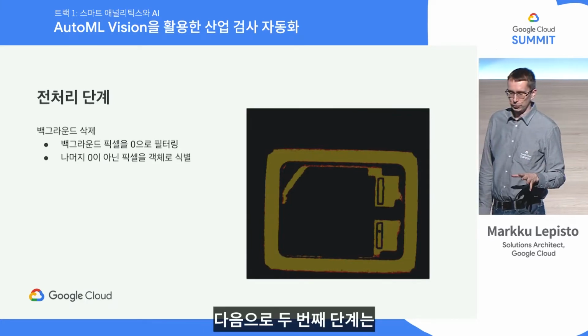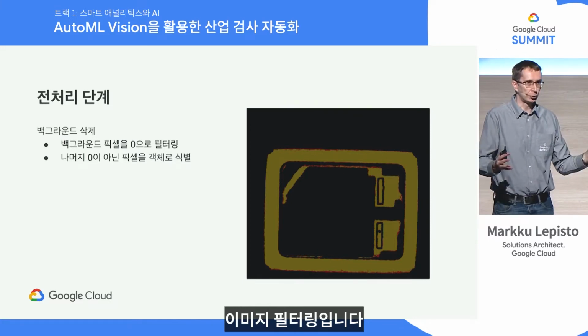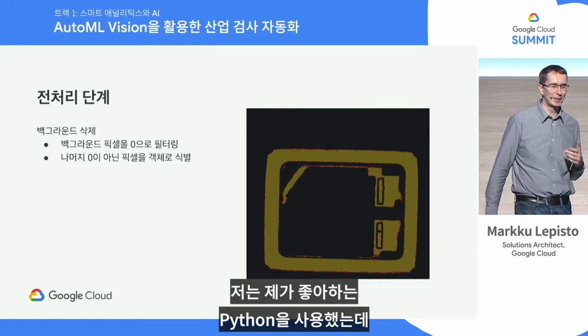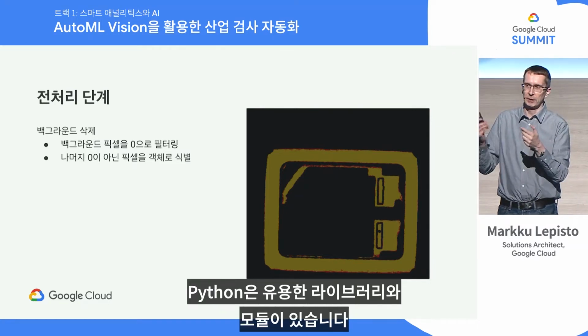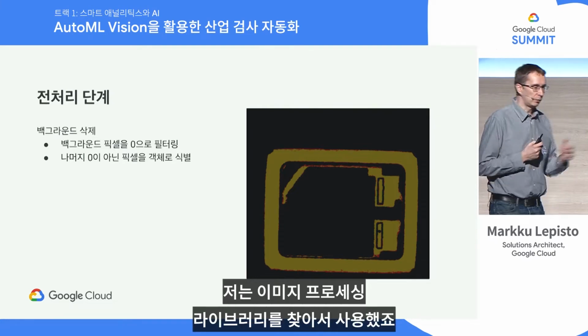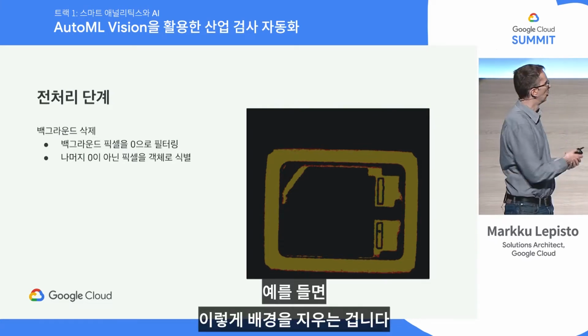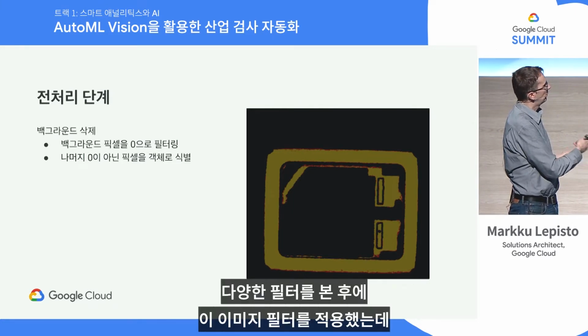Next thing I wanted to do, step number 2, is I applied some image filtering. By the way, I did this with Python because it's just my language, I like Python. And Python has a lot of helpful libraries and modules you can use. So I found some image processing libraries that, for example, let me remove the background. So I applied an image filter.